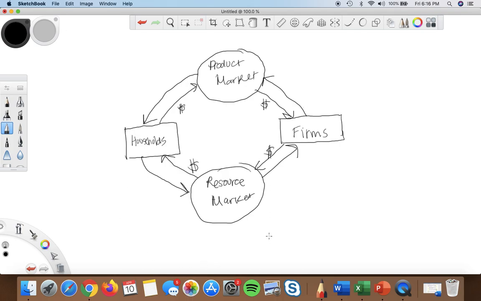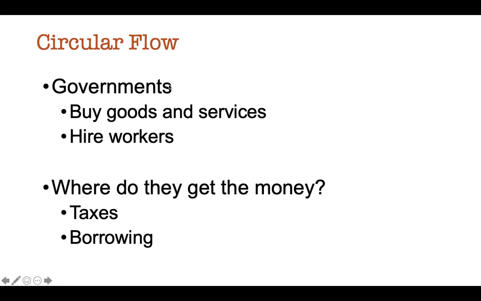But I want to add one more element, which are governments, to our circular flow diagram. The reason I'm adding governments is because we ended the last topic talking about how most economies are mixed economies, which means the government is involved on some level. So governments interact with firms and buy goods and services, and they also hire workers, so they need resources as well, like labor. The different thing about governments is they don't exchange on the market to acquire these things.